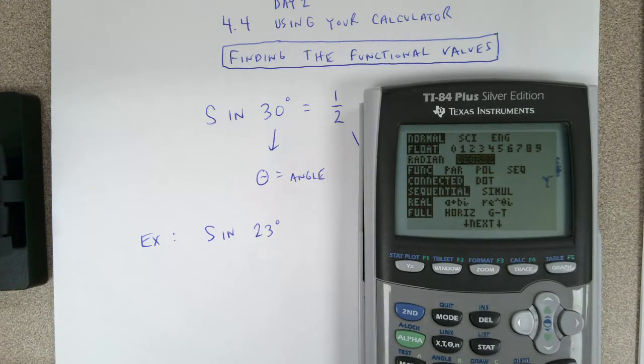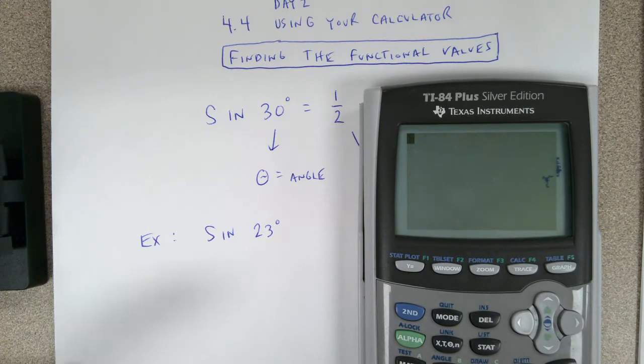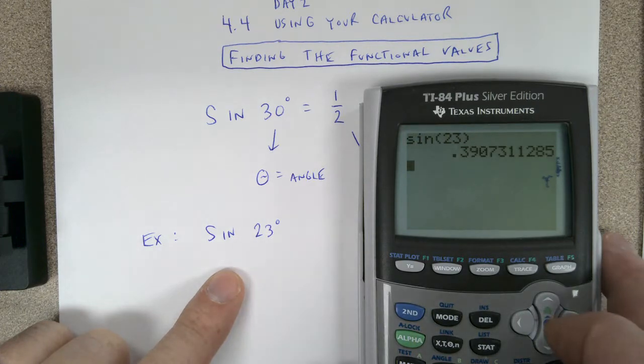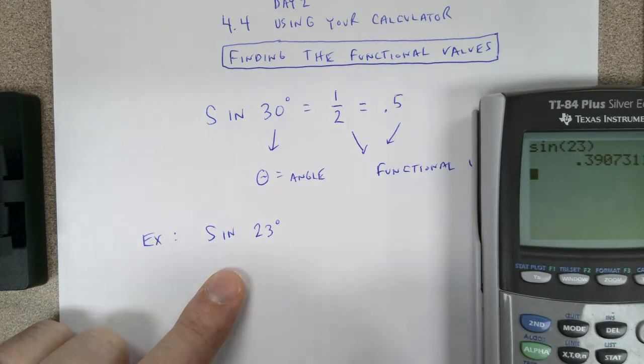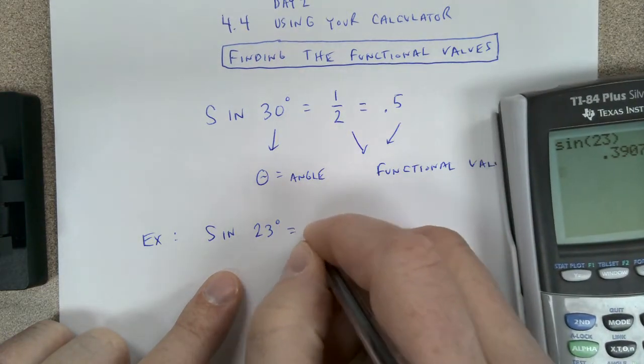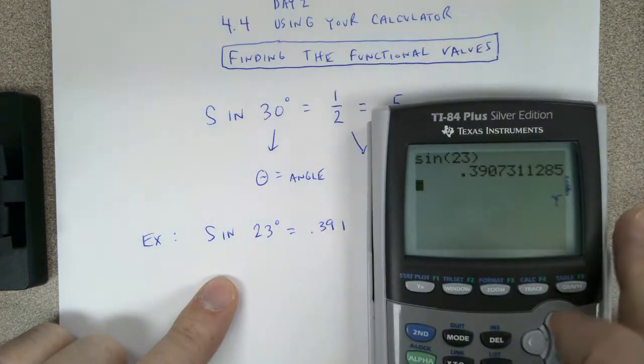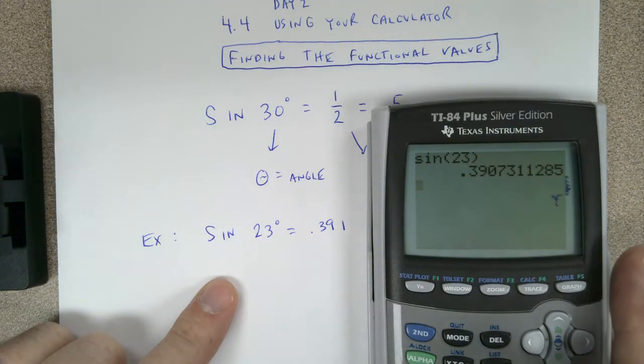And then I'm going to go ahead and do the sine of 23 degrees and hit enter. And that gives me, we're going to round these to 3 decimal places. So this would be 0.391 for the sine of 23 degrees.